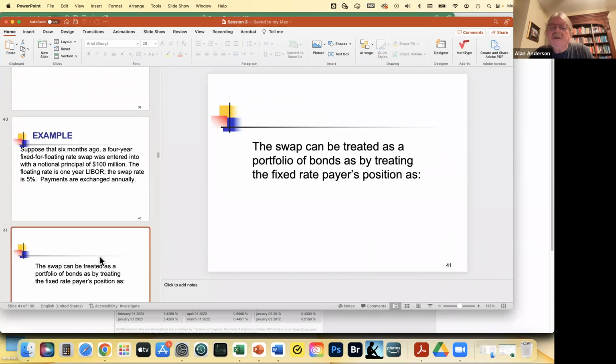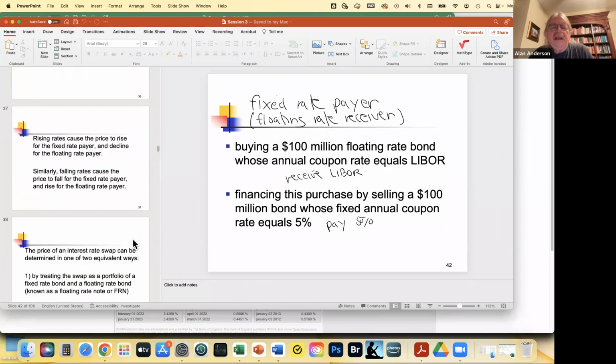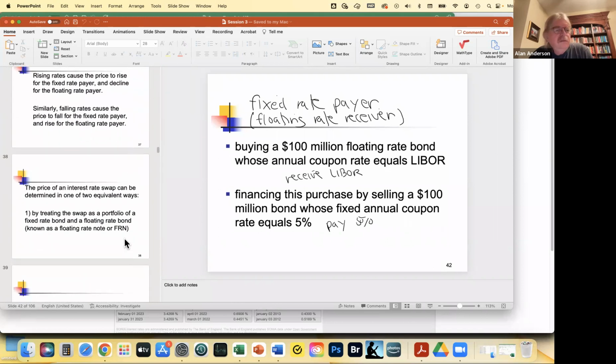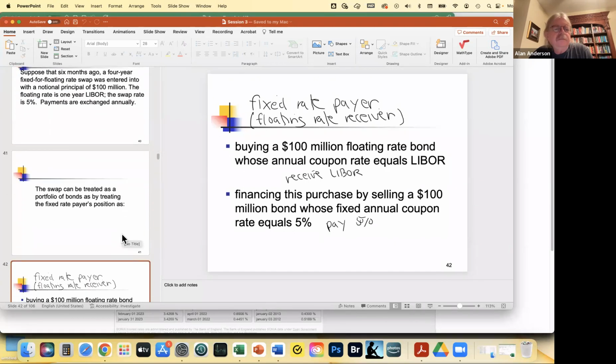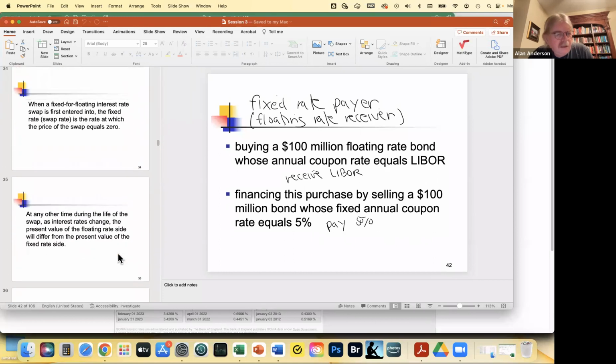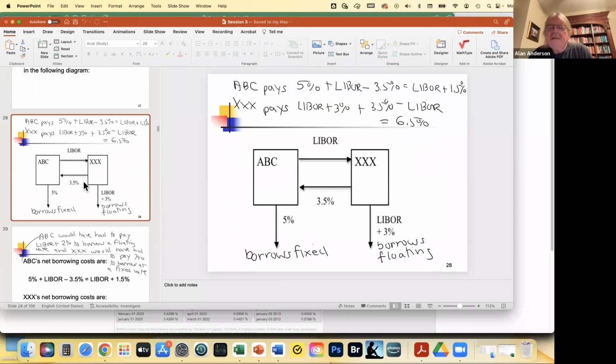So how do we think of this as a portfolio of bonds? What we have to do is imagine that you are entering into this as the fixed rate payer. Let me just quickly see if we have a graph of this. In this example, XXX is the fixed rate payer. ABC is the floating rate payer. We always describe the counterparties by what they're paying. So whoever's the fixed rate payer, in this case, is XXX, and ABC is the floating rate payer.